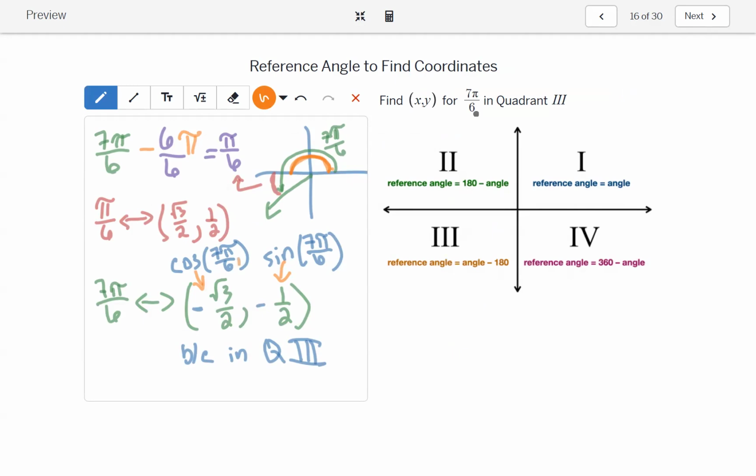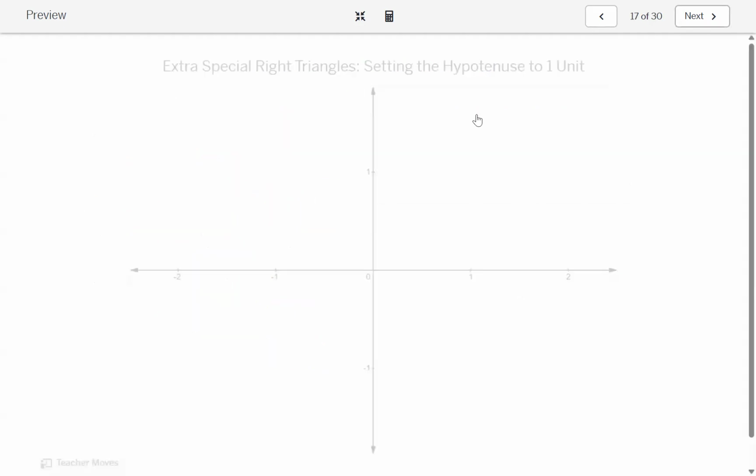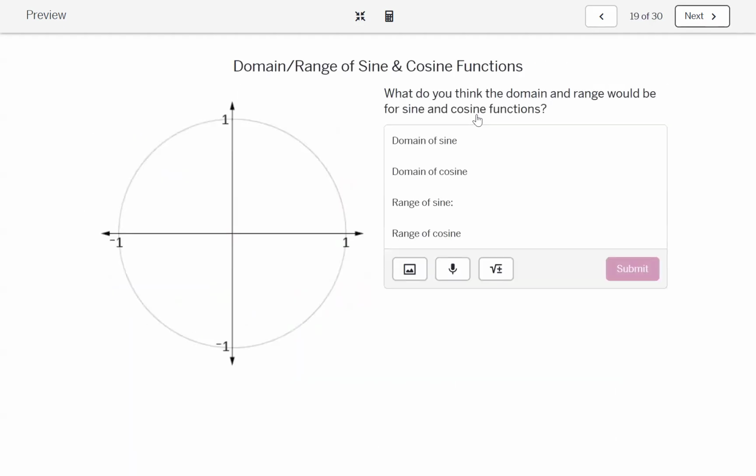So 7 pi over 6 here is an angle, right? So those angles, we could put in any angle number we want because we found that all of these angles are coterminal with something between 0 and 360. So we're generally only going to focus on the 4 quadrants from 0 to 2 pi or 0 to 360. But technically, the domain for sine and cosine is any angle number. So it is all real numbers. We could put any number into these 2 functions.